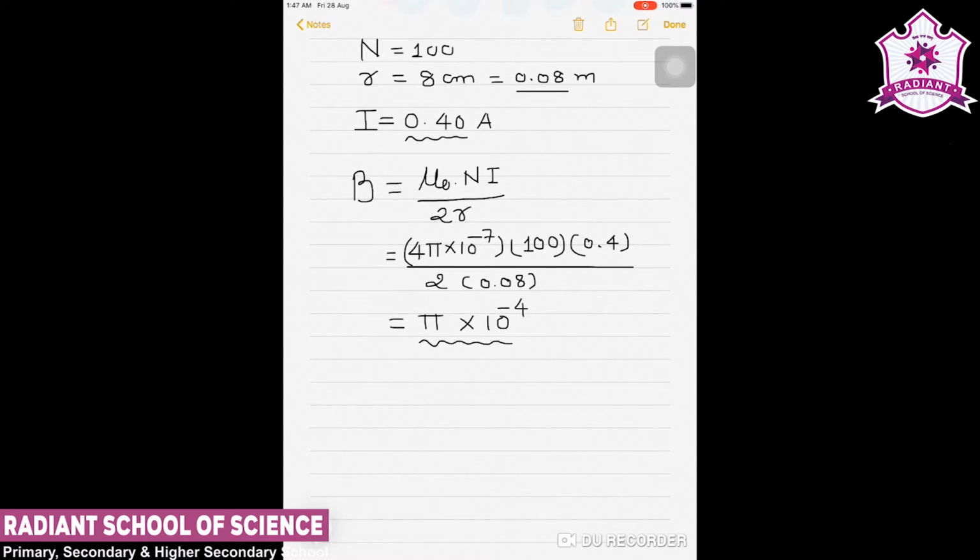This will be your answer, and if you want to write it in a unit, Tesla, it can also be written as 3.14 into 10 raised to minus 4 Tesla. It can also be written as 3.14 Gauss, because Gauss is also a unit of magnetic field. So here we cancel out the simplest terms and get the answer as 3.14 into 10 raised to minus 4 Tesla. This is the first answer to the first question.